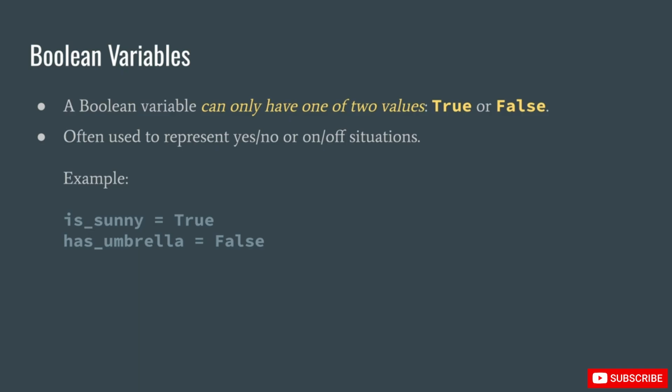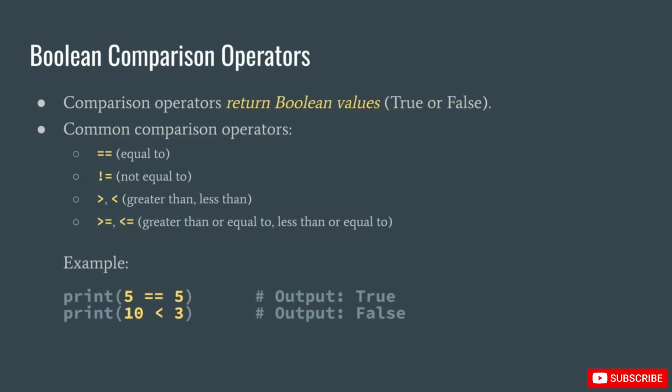A Boolean can hold only one of two possible values, true or false. These values are often used to represent simple yes or no conditions or on and off states. Comparison operators help us compare values and return Boolean results, either true or false. Some of the most common comparison operators are double equals for checking if two values are equal, not equal for checking if two values are different, and greater than or less than signs for comparing size.